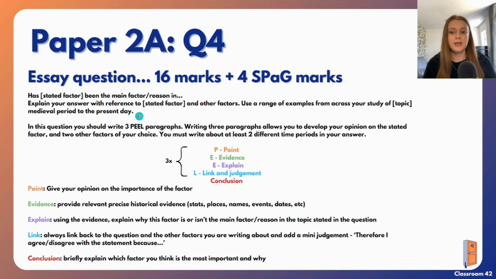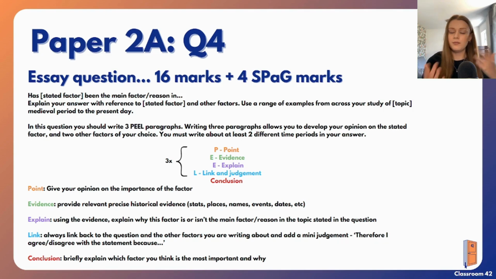So for this question, you will always be given a statement and then you'll be asked to evaluate it. So usually the statement will say, has a particular factor been the main factor or reason in, and then whatever topic the question is focusing on. Then you also need to explain your answer with reference to the stated factor and other factors. And you also need to use a range of examples across your study of your topic from the medieval period right up until present day. So for this question, there are loads of different factors that the question could be asking you about. Often common ones are war, religion, role of the individual, science and technology, government, those sorts of things.